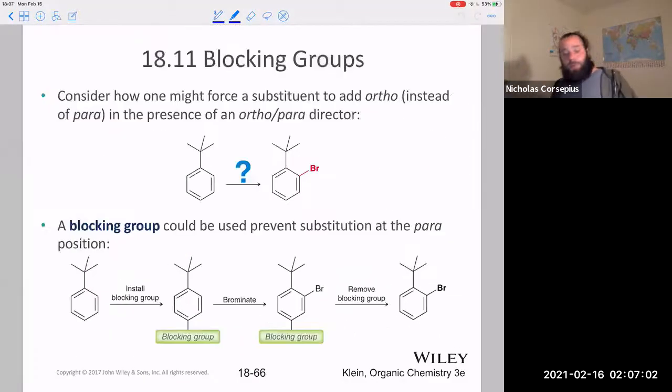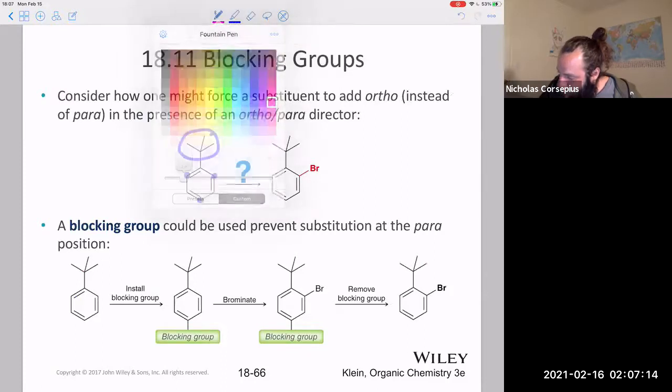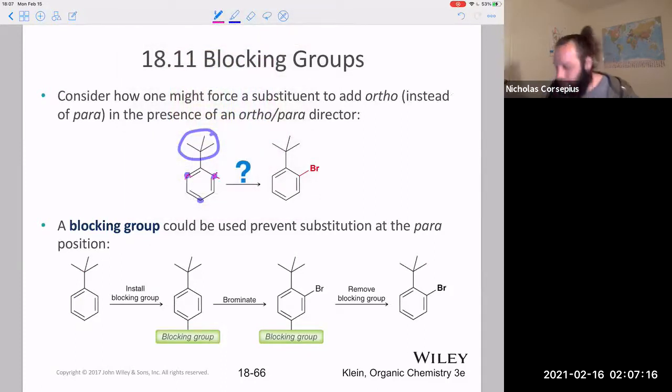Okay, but what if we want to force something to be in one of those sterically hindered positions? So this is this big bulky group. It's going to direct to the ortho or the para positions, but because it's so big and bulky, we would not expect those ortho positions to be substituted very easily. But if this is my desired product, how could I go about forcing that?